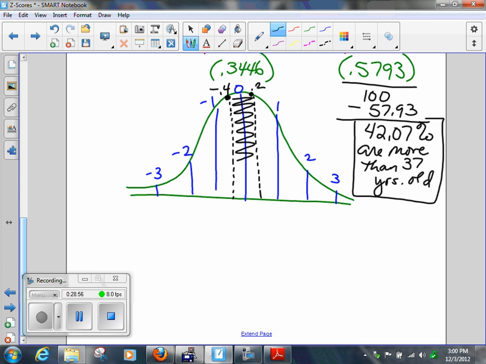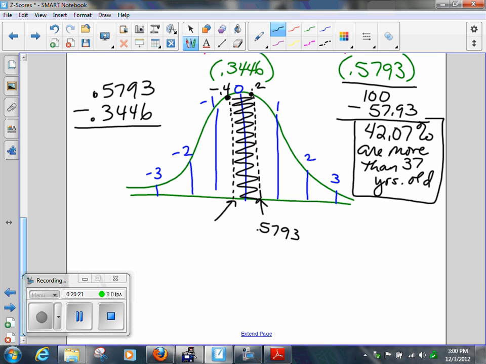So I've got to find this portion, that region in between -0.4 and 0.2. So how do I do that? Well, I found both of my numbers. I'm going to take 0.5793, and I'm going to take away 0.3446. If I take my big number and take the little number away from it, then that will give me what's left over there in the middle.